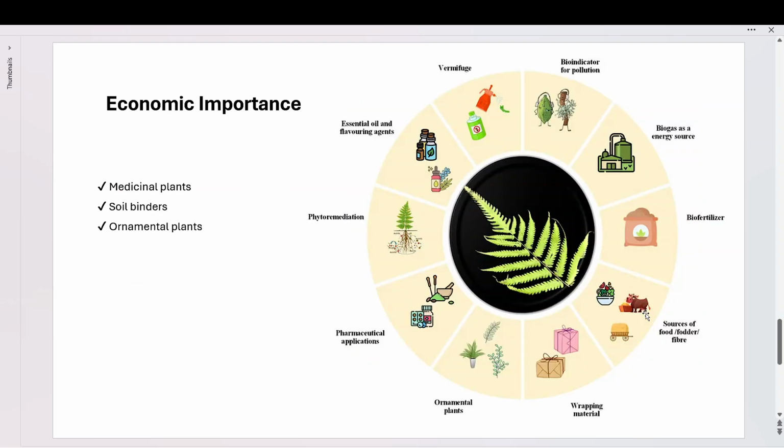Okay. And next is the economic importance of pteridophytes. Pteridophytes are useful because they are used in medicine as medicinal plants. They help in binding soil. So, soil binders, and many species are grown as ornamental plants in gardens and homes. So, as ornamental plants. You can also see in this image there are various types of importance of pteridophytes.